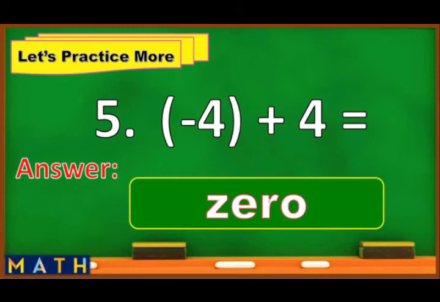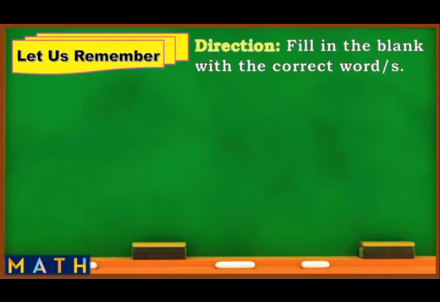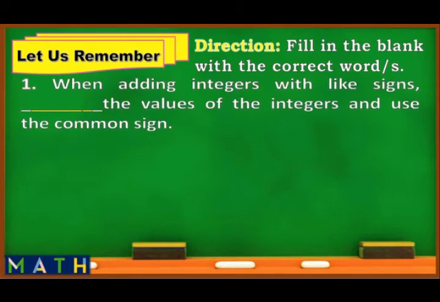For now, let us remember some important points in our topic. Can you fill in the blank with the correct words to complete the idea? I believe you can do it. Now, listen attentively. Number 1. When adding integers with like signs, blank the values of the integers and use the common sign. I repeat, when adding integers with like signs, blank the values of the integers and use the common sign.